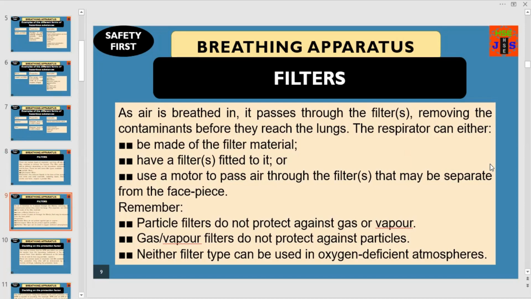But remember, particle filters don't protect against gas or vapor. Gas or vapor filters don't protect against particles. Neither filter type can be used in an oxygen deficient atmosphere. These 3 points have vital importance, and you have to keep them in your mind all the time once you are going to use, purchase, select, or make maintenance for the respiratory protective equipment.